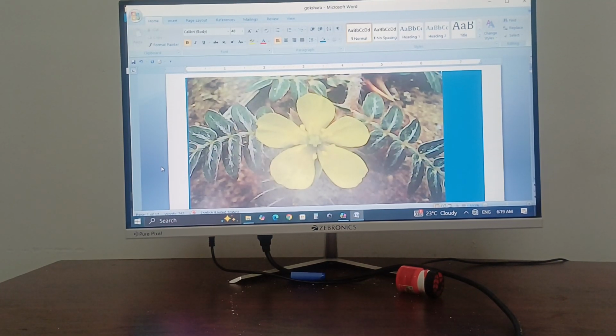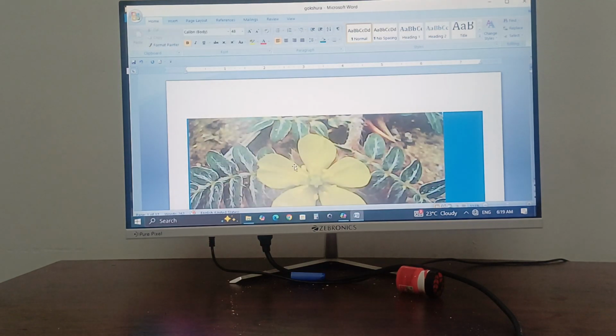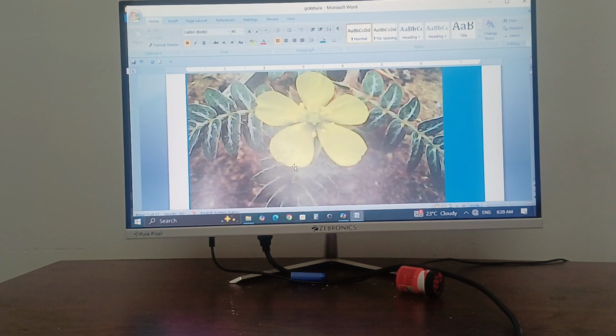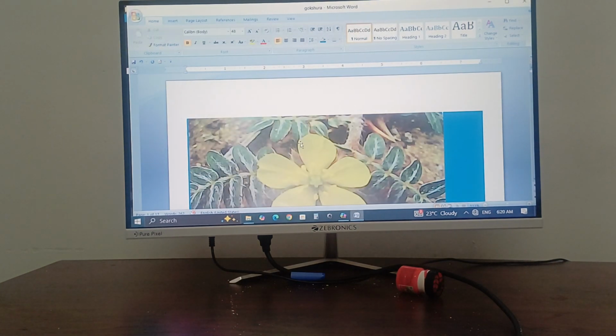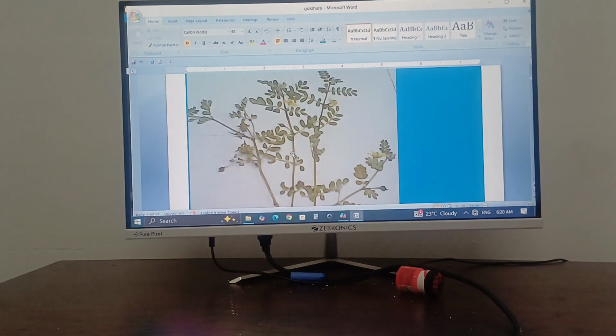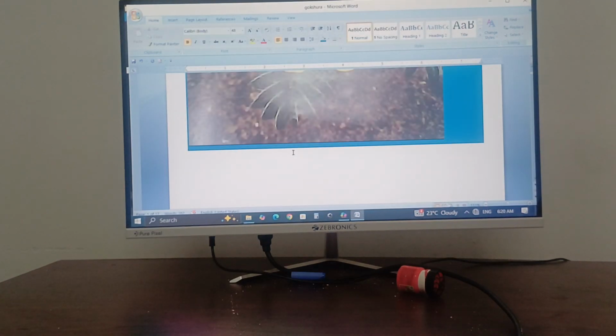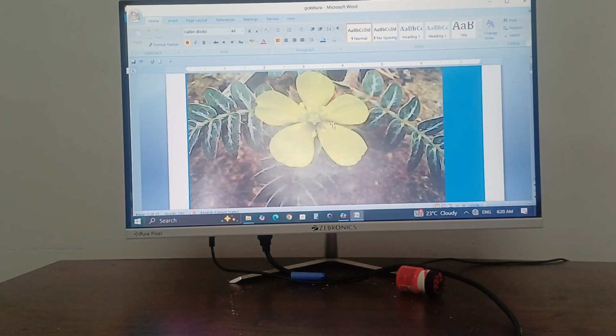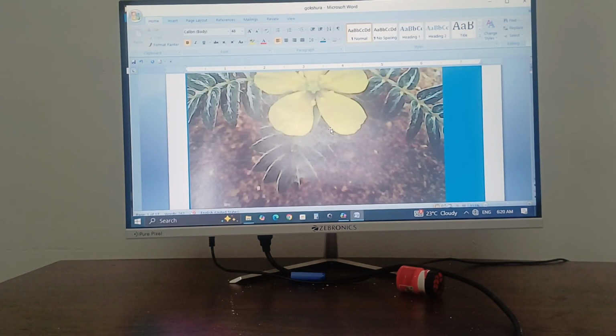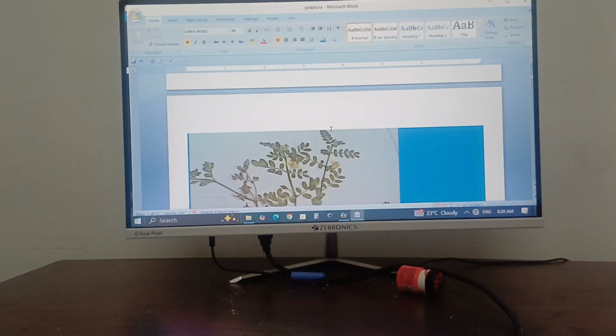Today, in our episode, we are understanding the identification of Gokshura. Now you can see the Gokshura flowers. How many petals are there? 1, 2, 3, 4, 5. In this episode, Gokshura identification will come, you will understand very easily. Let us see now. This is Gokshura flower, everywhere available. This plant you can see very easily.